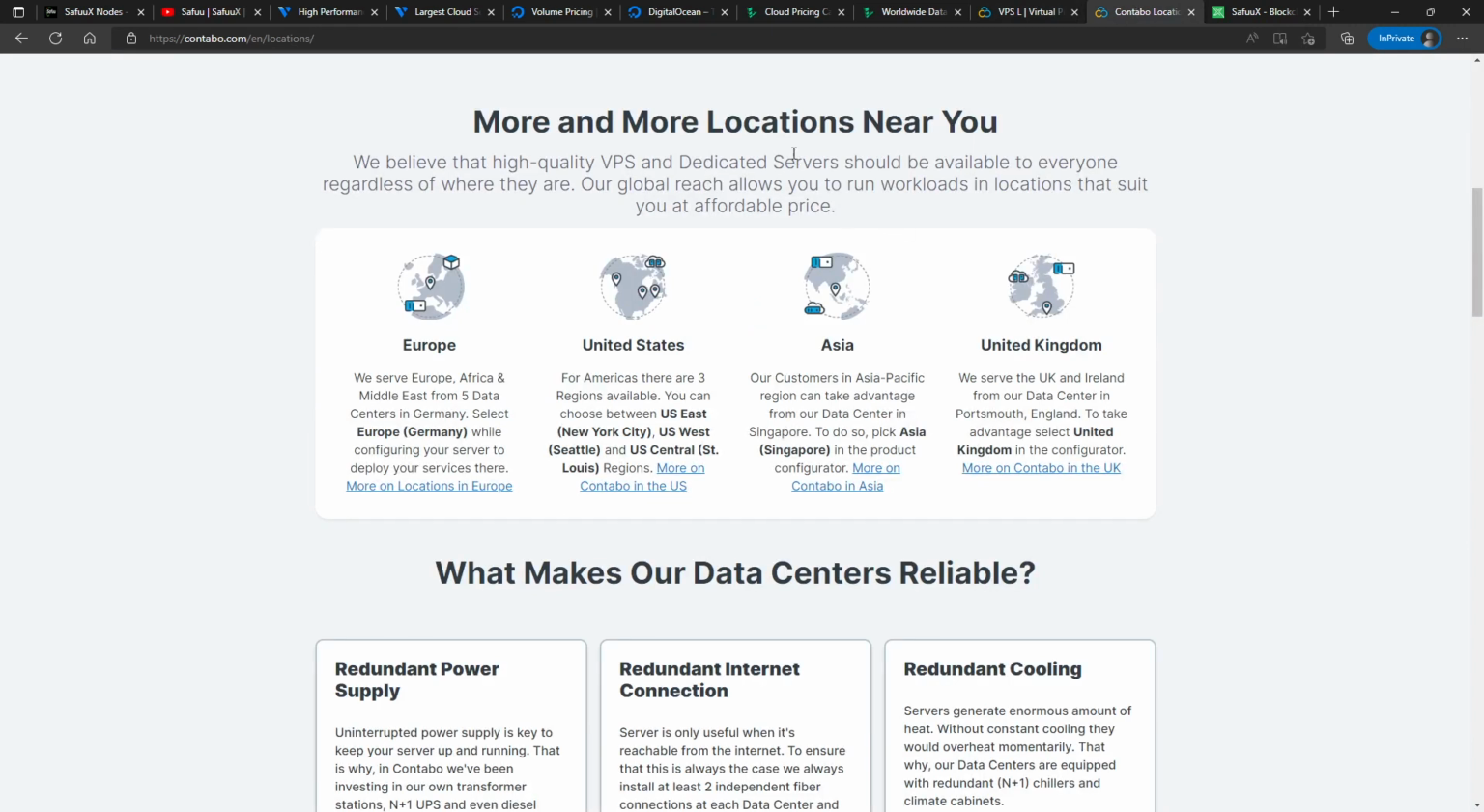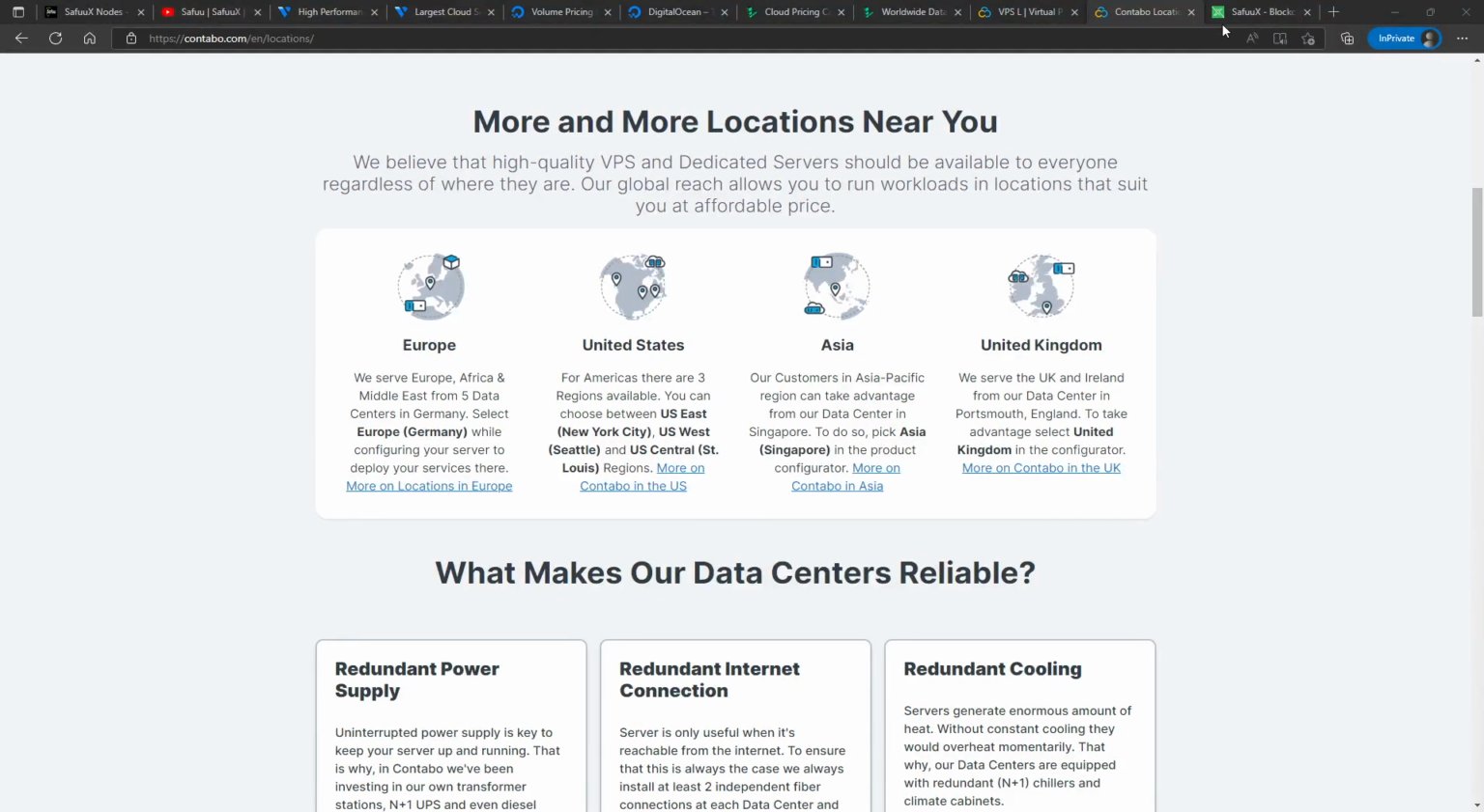If I look at their locations, you can see that they have locations in Europe, the United States, Asia, and the UK. And within the US, I can see that they have a US East option for myself.